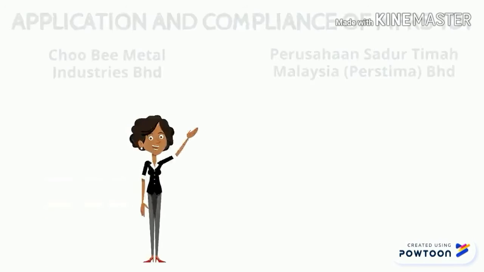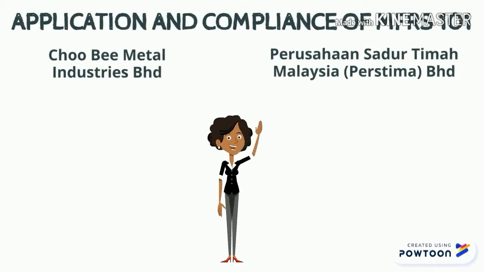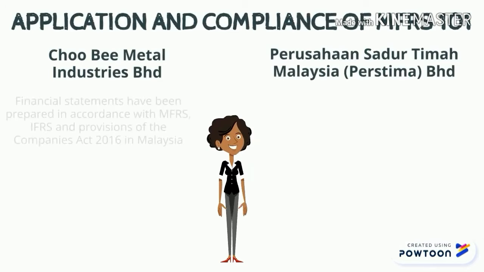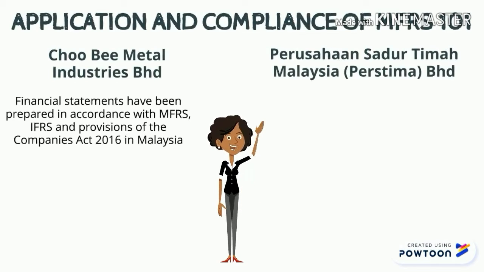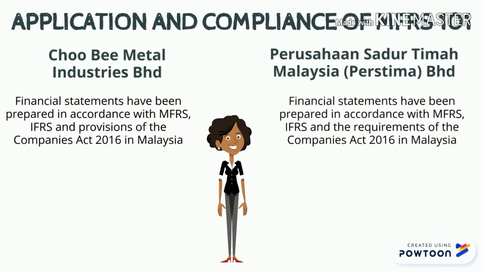Next, for Cubi Metal Industries Berhad, financial statements have been prepared in accordance with MFRS, IFRS, and provisions of the Companies Act 2016 in Malaysia. As for Perusahaan Sadu Timah Malaysia Perstima Berhad, financial statements have been prepared in accordance with MFRS, IFRS, and the requirements of the Companies Act 2016 in Malaysia.